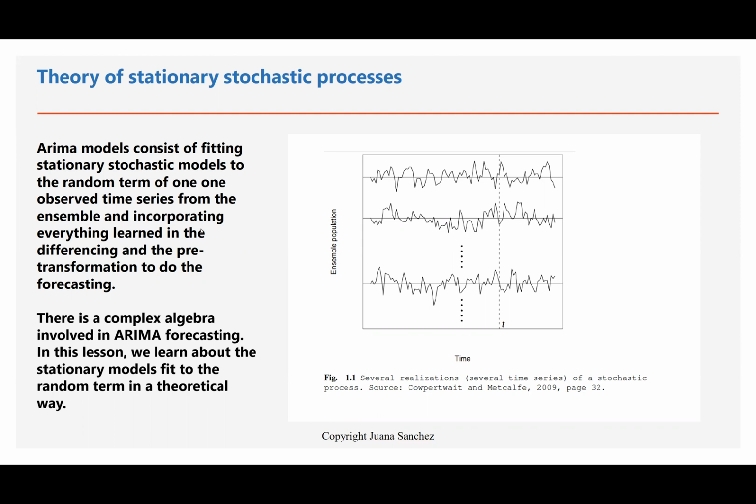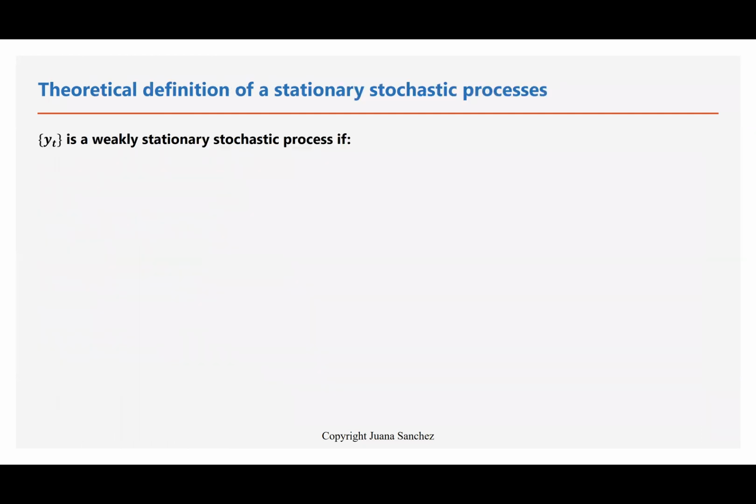But we don't see the ensemble, we only see one time series. You will see later on as we start modeling that there's a complex algebra involved in ARIMA forecasting, taking into account all these trends and the model for the stationary stochastic part and the seasonal and the pre-transformation. It's going to require some algebra. Okay, so in this lesson, we're just going to start by learning about the modeling of the random term using stationary stochastic processes. So we want to become familiar with these processes. So let's define theoretically what is a stationary stochastic process.